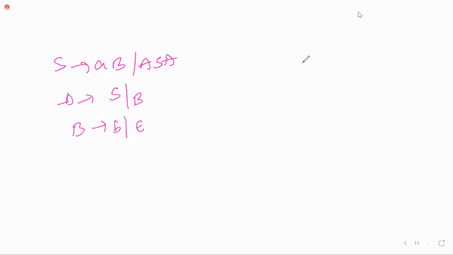See here, you are having epsilon productions, you have to remove that. Unit productions you are having, you have to remove that. After that, you put that in the CNF format. First, remove the epsilon productions and then remove the unit productions. Then you make this as CNF.